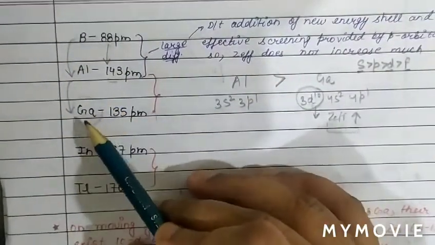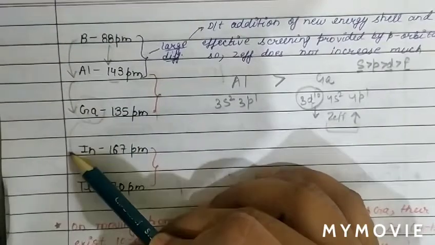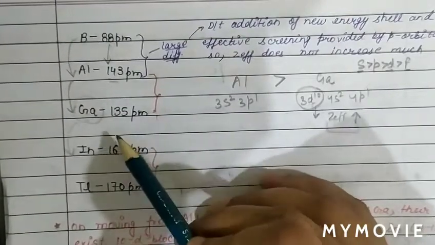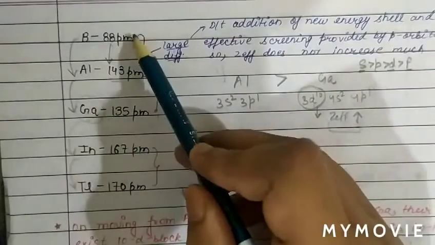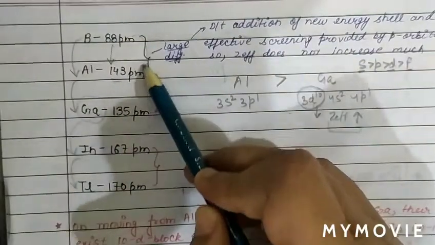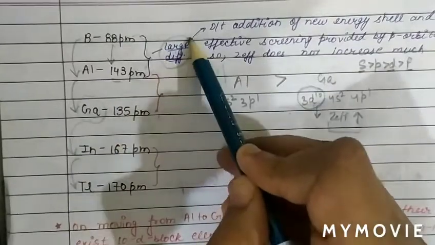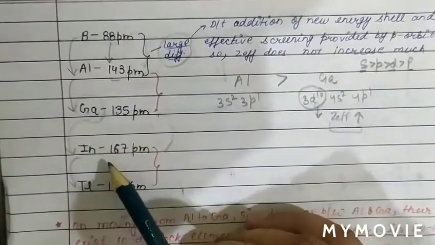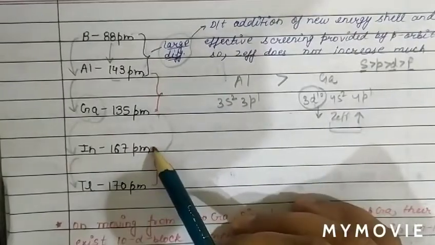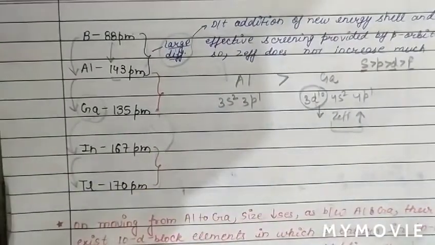Again, when we move from gallium to indium, size increases. From boron to aluminium there is a large difference in the size, and also from gallium to indium a large difference in the size. But when we move from indium to thallium, there is only a small change in the atomic size.